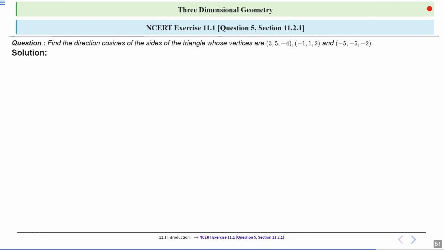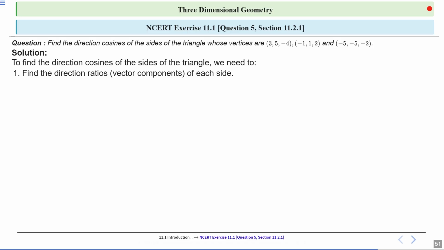Let's start the solution. To solve this, we first need to outline our approach. So we will break the problem into clear steps so it's easier to follow. Notice that we are focusing on the sides of the triangle, not just the vertices. Step 1 is to find the direction ratios for each side of the triangle. Direction ratios are simply the differences in the x, y, and z coordinates between 2 points.